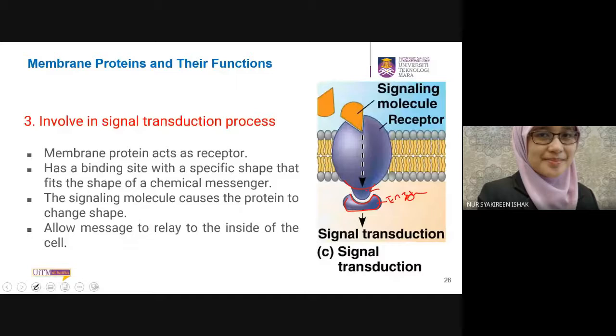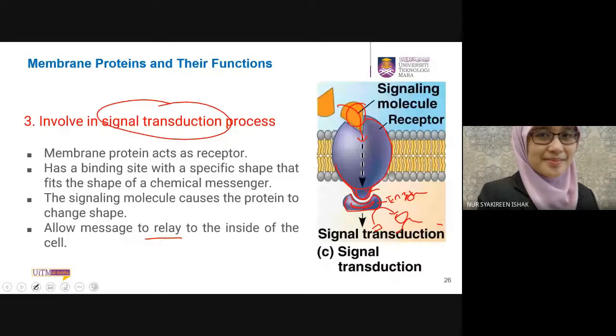So once this signaling molecule binds to the receptor protein, it causes the protein to change shape. This change in shape fits the enzyme here and causes the enzyme to be activated, for example. This enzyme then can catalyze a certain reaction and involve another enzyme, and then another enzyme catalyzes another reaction within the cell. So this is what we call signal transduction. It relays the message inside the cell. So this one is for signal transduction.